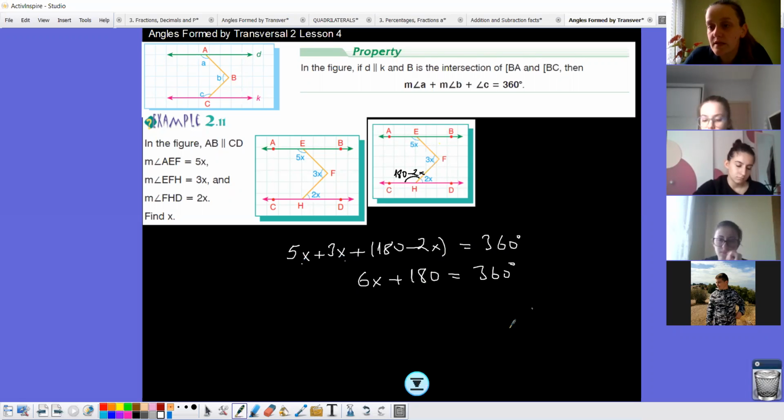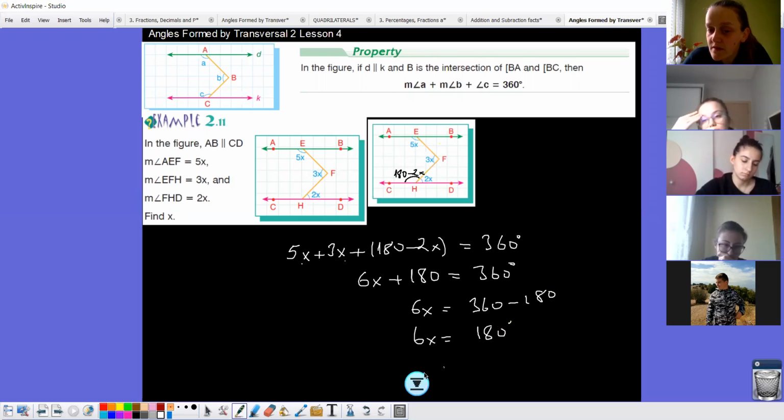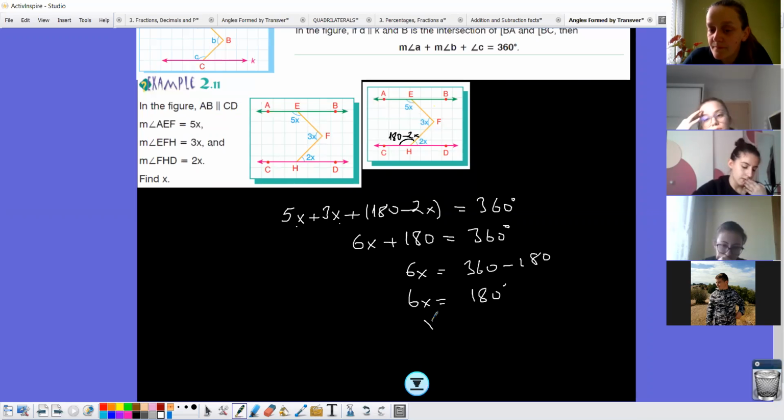Now I will take 180 to the other side. It will be 6x is equal to 360 minus 180. And 6x is equal to 180. Then x will be 30. 30 degrees. Did we understand?